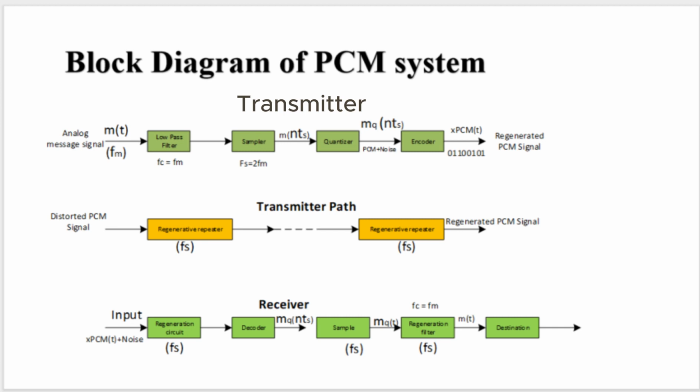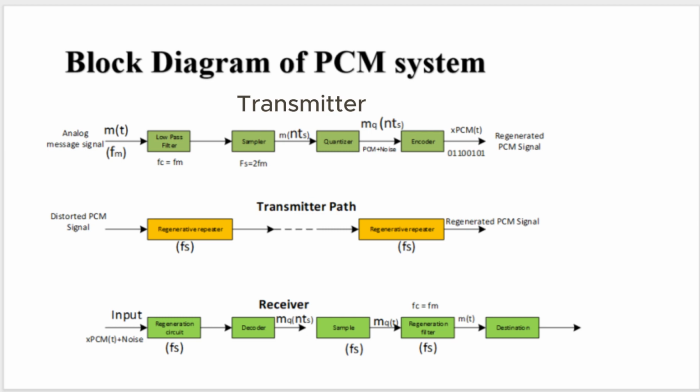Okay, we continue with part 2 of PCM. So here is the block diagram of PCM. It consists of three parts: one is a transmitter, second is the transmission path, and the last one is a receiver.